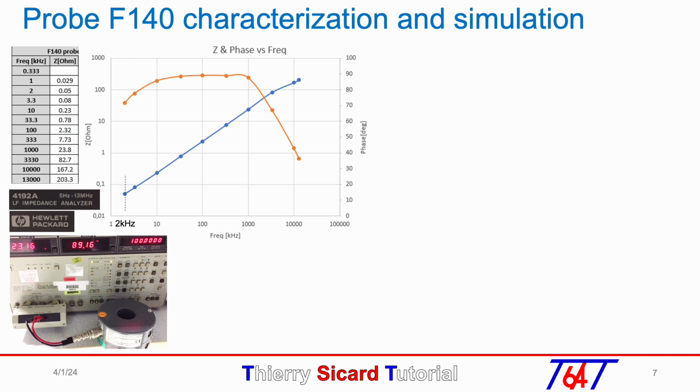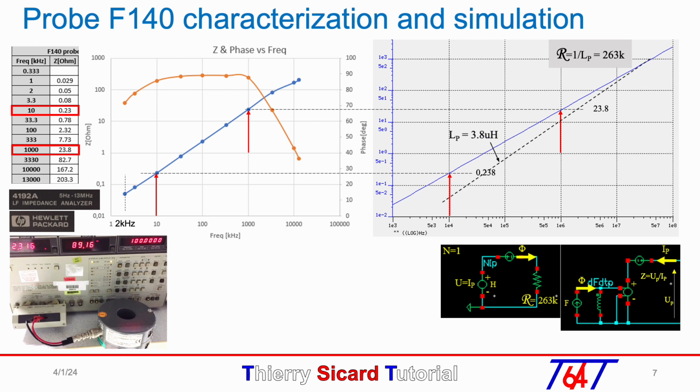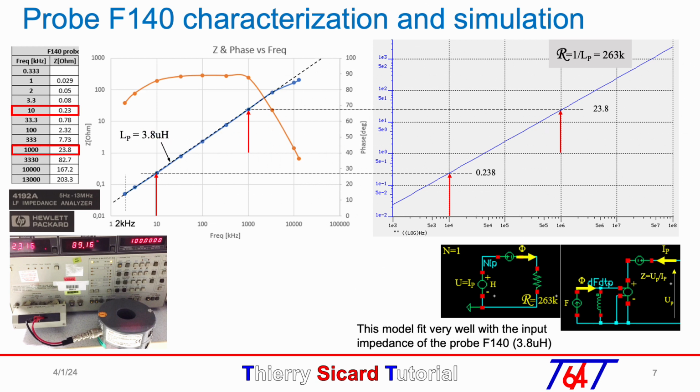With the low-frequency impedance analyzer, we measure the probe inductance and we simulate the input impedance of the probe physical model. At 10 kHz, we have an impedance of 0.23 ohms and 23.8 ohms at 1 MHz. The model fits very well at 10 kHz and 1 MHz. The primary inductance LP is around 3.8 microhenry.